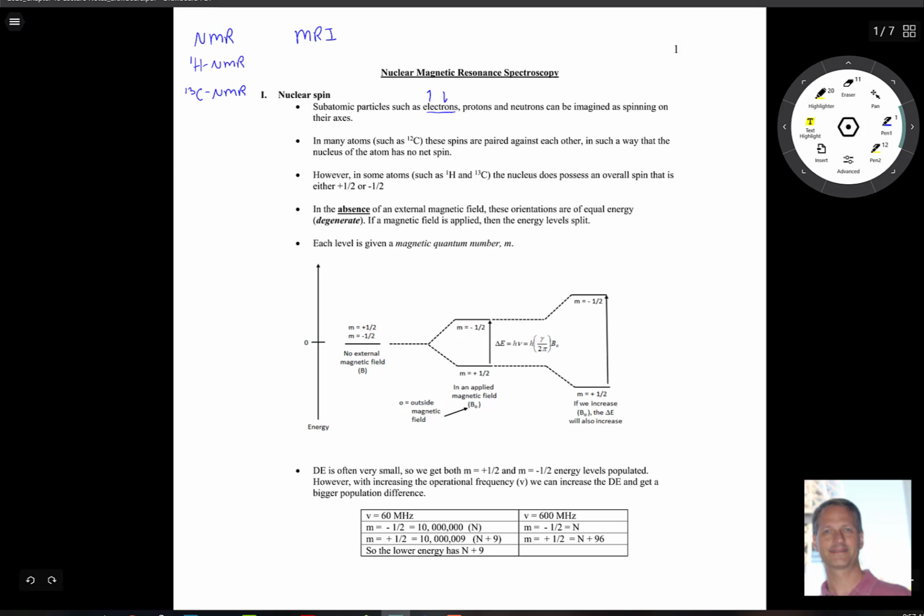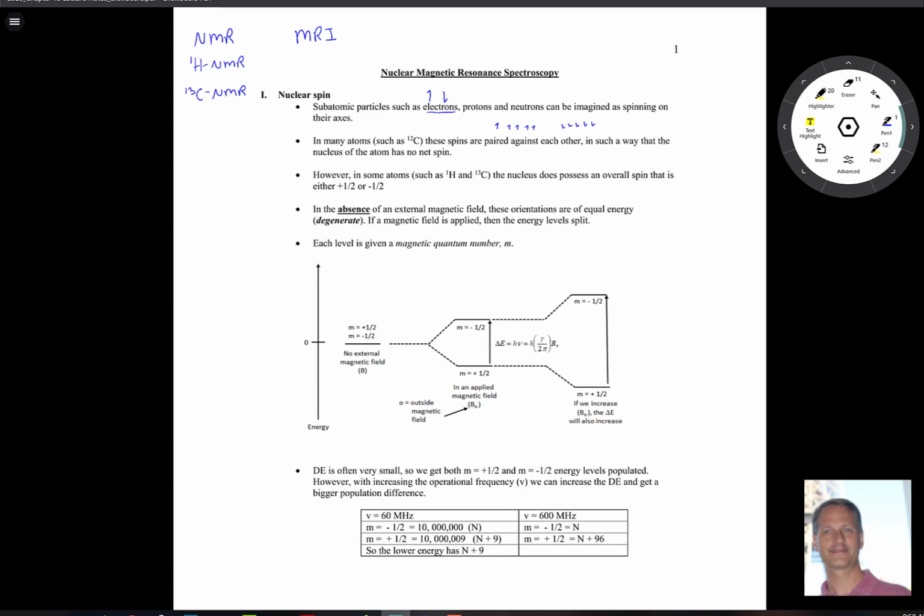Now, in many atoms, such as, for example, carbon-12, the spins of the protons are paired against each other in such a way that the nucleus of the atom has no net spin. You can imagine if you have 12 protons and you get 6 spinning in this up direction and then 6 spinning down, then the overall spin is 0.